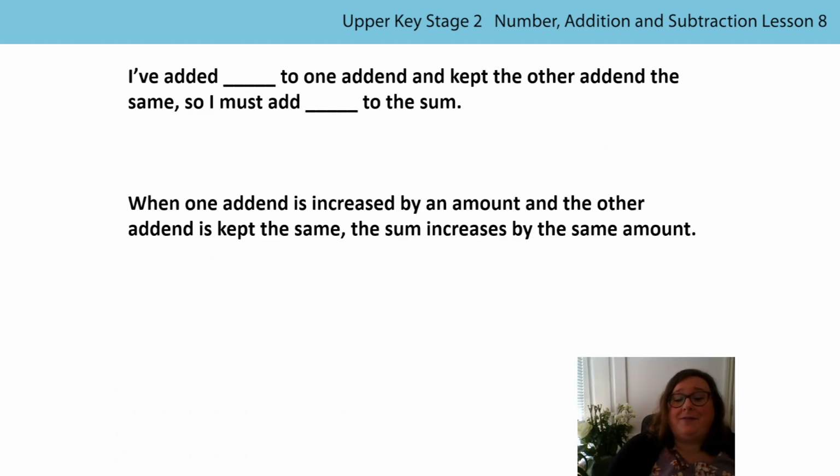So to sum up, the stem sentence we've been using to help us with our maths so far is that I've added something to one addend and kept the other addend the same, so I must add the same amount to the sum. And our generalisation is that when one addend is increased by an amount and the other addend is kept the same, the sum increases by the same amount.